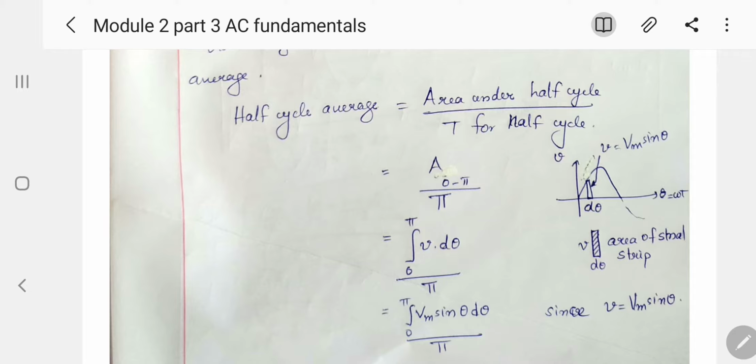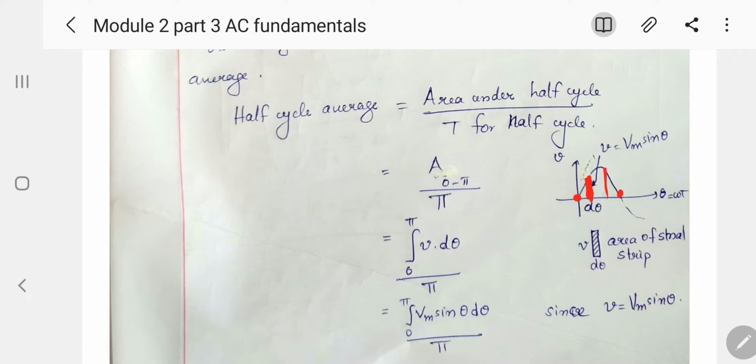What is the integration method? We are considering a small strip, a small rectangular strip. We are finding the area of this small rectangle and we are going to integrate it from this point till this point. Area till there, we have to integrate it and find the answer. Okay. So here you can see we are going to integrate the area of the small strip from 0 till pi.